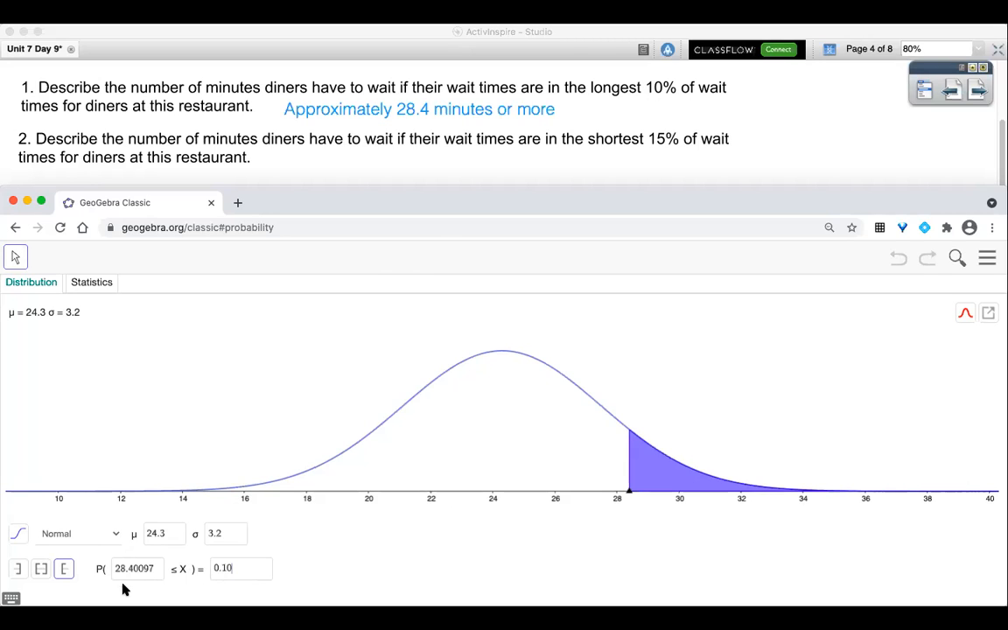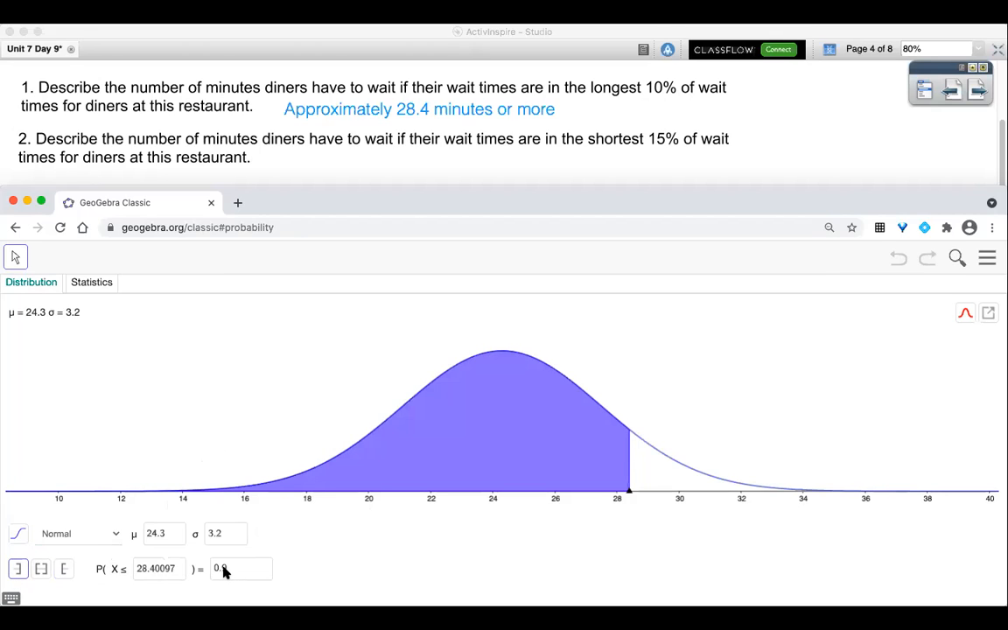Okay, now what about the second question? Well, the second question is asking about the shortest 15% of wait time. So that means I have to look at this side of my normal curve, right? The shortest wait times are going to be in the lower number of minutes. So since I'm going to be looking at my left side of my normal curve, I'm going to click on this button right here, the left-sided distribution. And when I click on it, I now have to find out the shortest 15%.